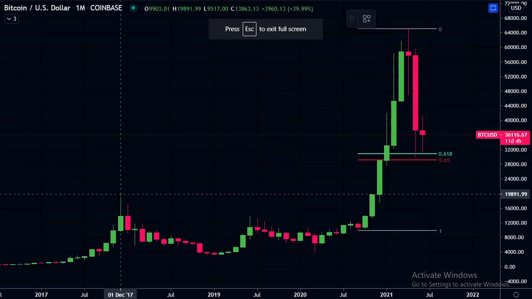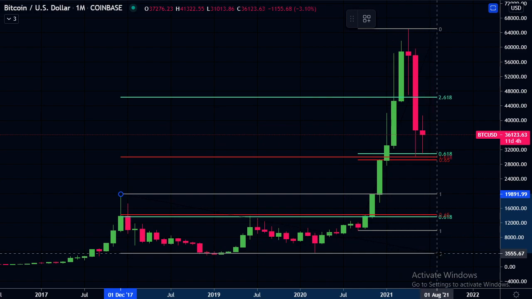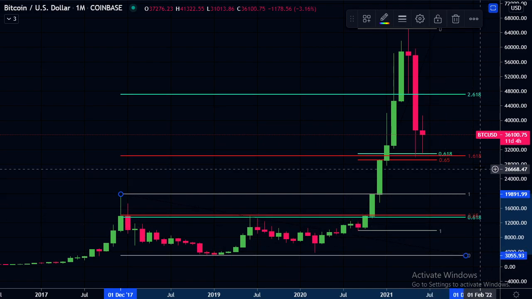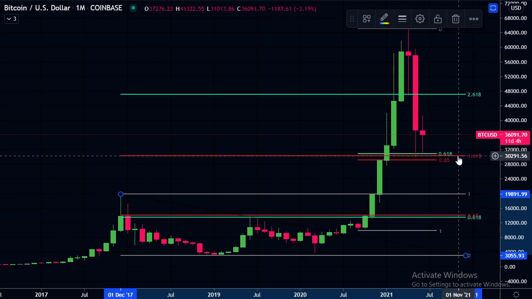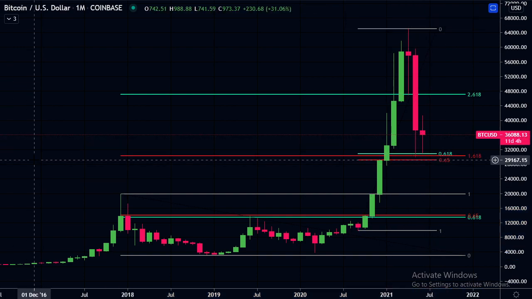And now I'm going to use the fib extension here, taking it from the top in 2017 all the way to the bottom of the bear market. And what we can see here is that 1.618 level here is also in this golden pocket area. So we do have that golden pocket appearing twice here.